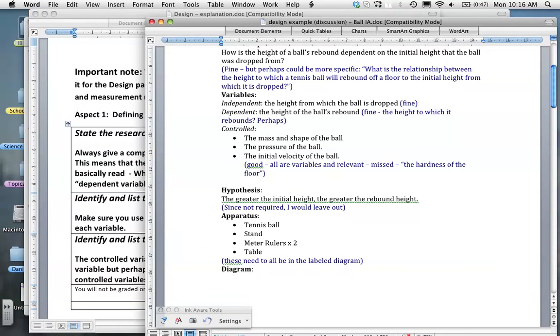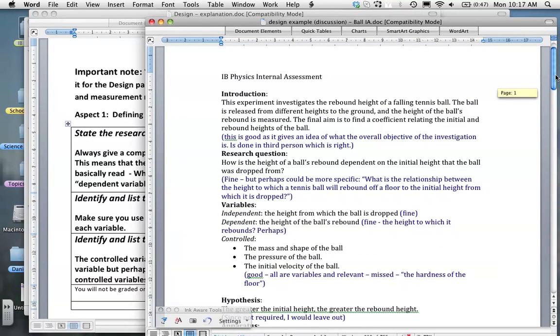example here, the student has actually given an introduction, and it's reasonably clear, and then they've done the research question. So here's the introduction over here. It seems to give an overall objective of the investigation. It's also done in third person, which is important, not to use I or we and so forth.